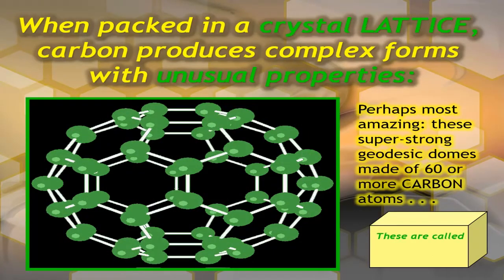Now, in addition to graphite and diamond, we also have this form of carbon. This is also made of pure carbon. These were only discovered about 30 years ago. The people who discovered them won Nobel Prizes. They are little molecular-sized geodesic domes. They're made of 60 or more carbon atoms. They're sometimes called fullerenes, or more prosaically, buckyballs, and they're named after the American architect Buckminster Fuller, who liked to use these structures in his innovative buildings.